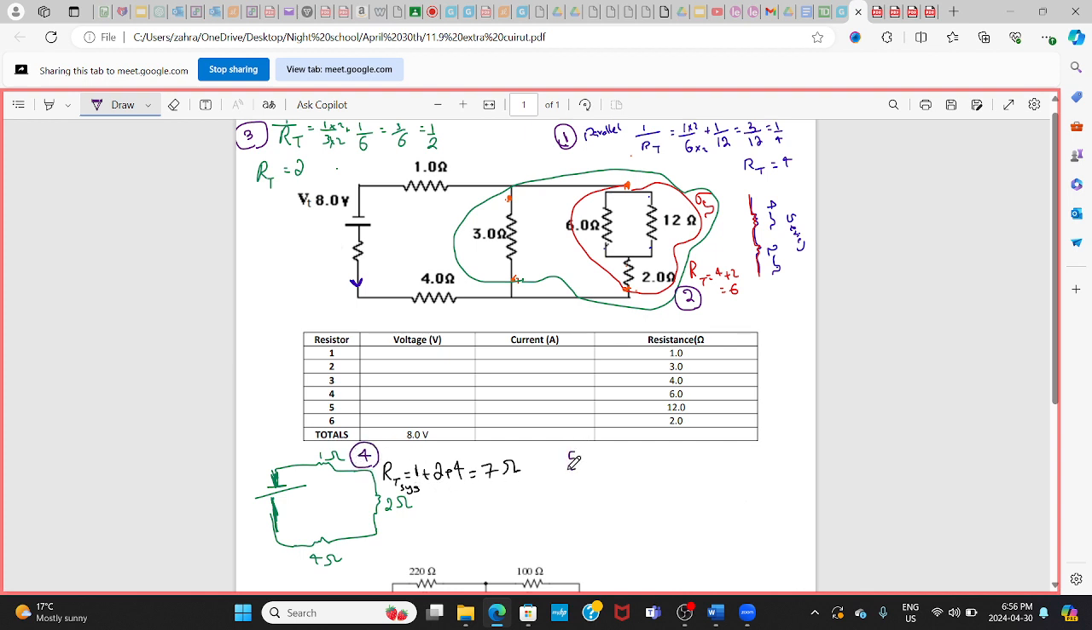Now the fifth step is to find this I here. You know that V is equal to what? V equals R times I. You can rearrange for I as voltage divided by R. The voltage that the battery provides is 8, divided by R. The total R is 7. And I need my calculator. Save that.